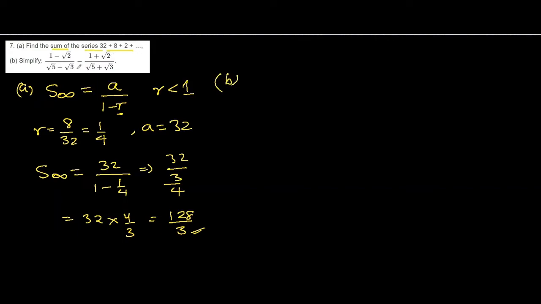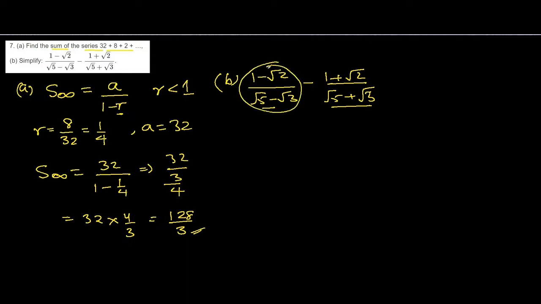Simplify these two. Okay, so I'll write them first: (1 minus square root 2) over (square root 5 minus square root 3), minus (1 plus square root 2) over (square root 5 plus square root 3). Now, if you notice, this denominator is the conjugate of the other denominator. So we can multiply them with each other. So multiply this whole fraction by this numerator as well as denominator. Basically, we are multiplying by 1. We are rationalizing the denominator.